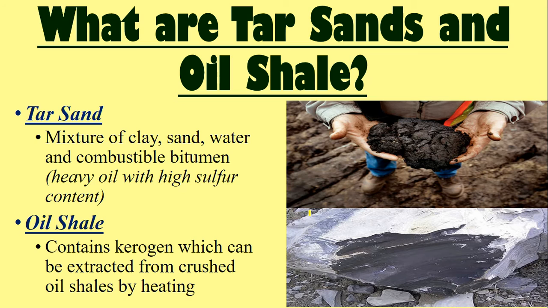And then the last two are called tar sands and oil shales. These are hopefully going to be helpful for when our oil and our coal supplies run out. These could be a substitute. Tar sands is a mixture of clay, sand, and water in a combustible bitumen, which is a heavy oil with high sulfur content. And oil shales contain kerogen, which can be extracted from crushed oil shale by heating.